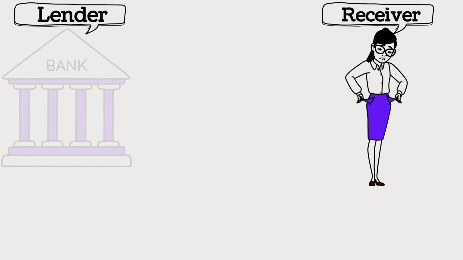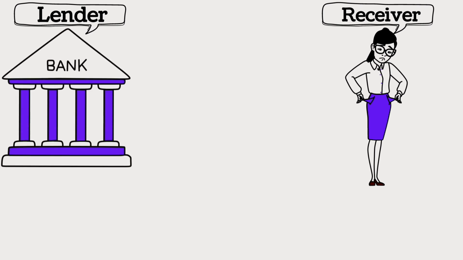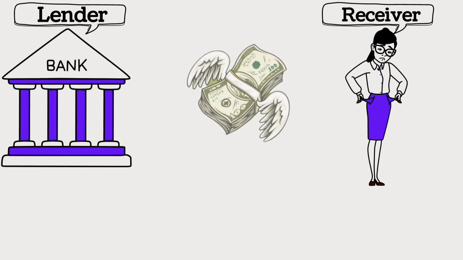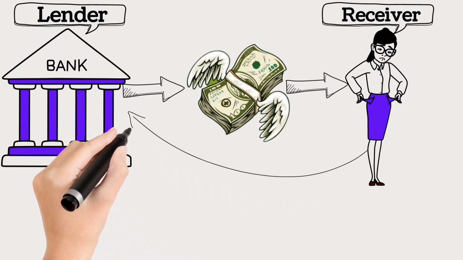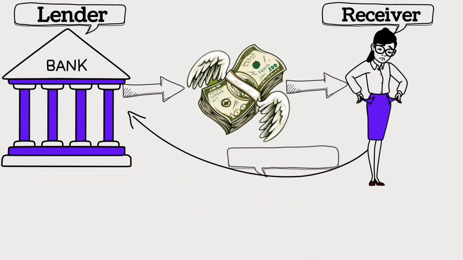Whenever money is borrowed, two parties are involved, the lender and the receiver. Here we're using the bank as an example for the lender and an individual as an example for the receiver. After the money is borrowed, the lender expects to receive a charge from the receiver as compensation. This compensation is generally called interest.